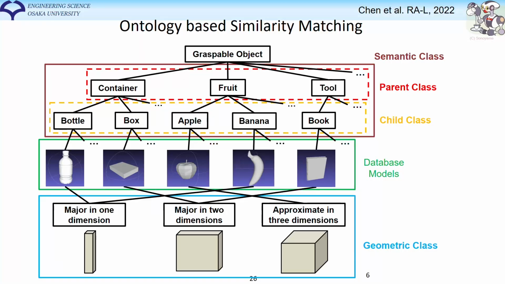This slide shows the overview of the method. Our method is called ontology-based similarity matching. In the top part is the ontological part, where we first find similar objects by using ontological information, and then we find candidate objects similar to the target object. In the bottom part is the geometric part, and among the candidates, we select an object whose size and shape resemble the target one.